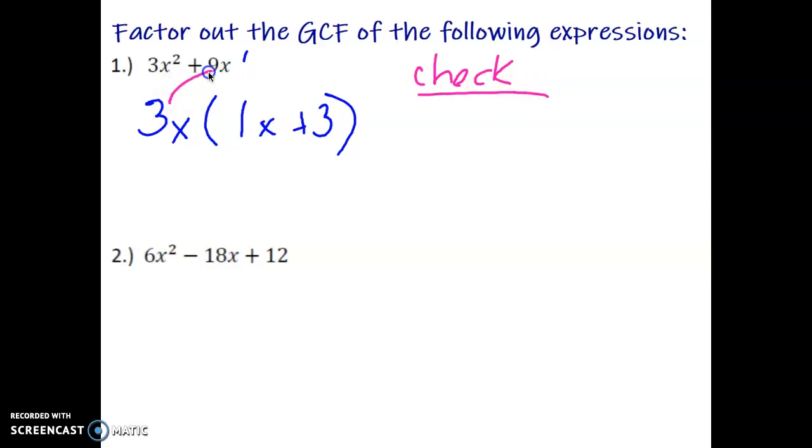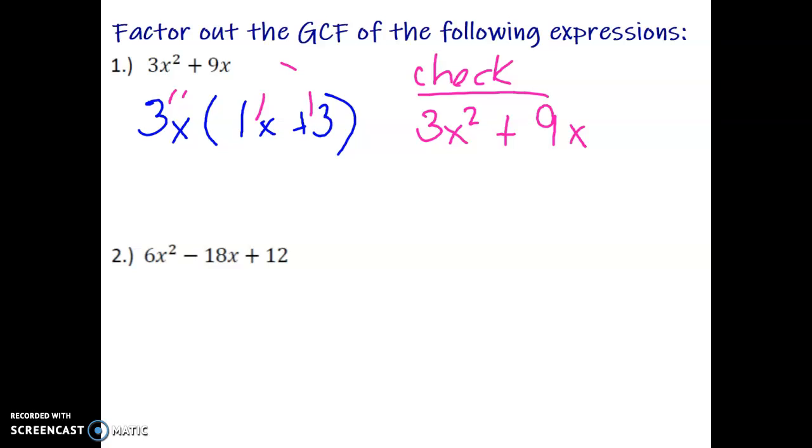Okay, so now to double check this, to make sure that I did it right, basically what I need to do is distribute that 3x back into the parentheses. So 3x times 1x, well 3 times 1 is 3. x times x is x squared. All right, now let's do the other one. 3 times 3 is 9. And I don't have an x, so that x just comes over. 3 groups of 3x would make 9x. And if I erase a little bit of my rainbows up here, you can see 3x squared plus 9x is what I started with. So I got this one correct.